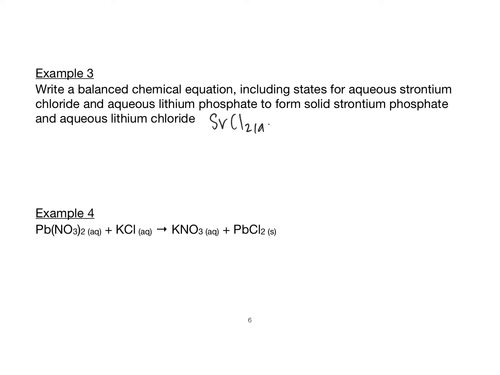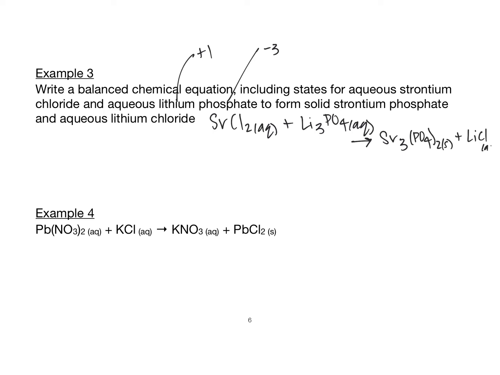Strontium chloride aqueous. And it's going to interact with aqueous lithium phosphate. So lithium has a +1 charge and phosphate has a 3-, so that would be Li3PO4, also aqueous. And that's going to create solid strontium phosphate and aqueous lithium chloride. So the strontium has a 2+, so we're going to get Sr3(PO4)2 solid, plus LiCl, aqueous. So in this case, we are now going to be able to balance this chemical equation.